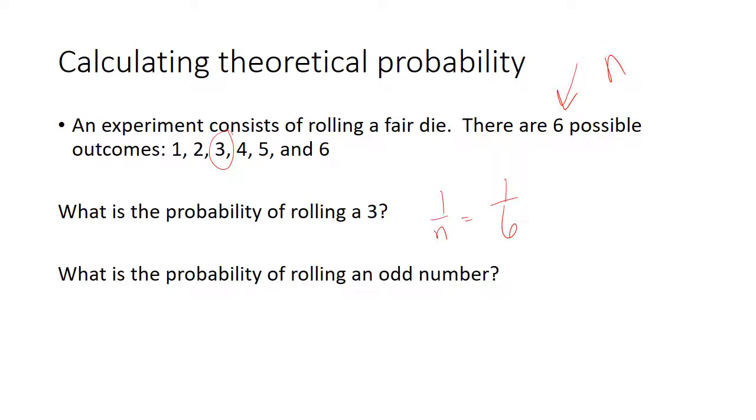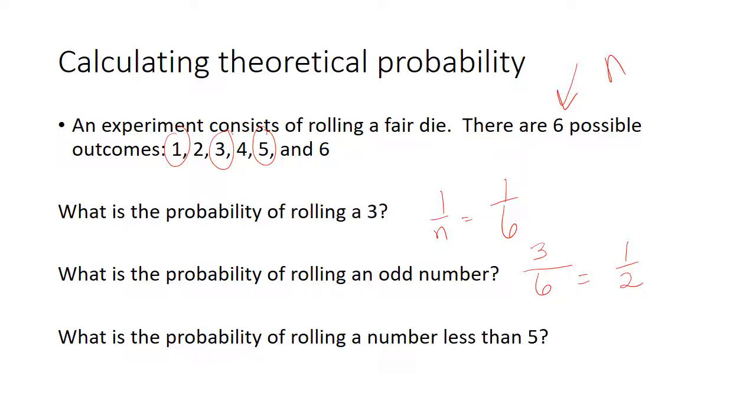What's the probability of rolling an odd number? Now we need to look at all the odd numbers. So there's a 1, a 3, and a 5. So that's 3. It's going to go on top, the number of events, over our n, which is 6. And then we would just reduce that down to 1/2. So you have a probability of 0.5 of rolling an odd number.